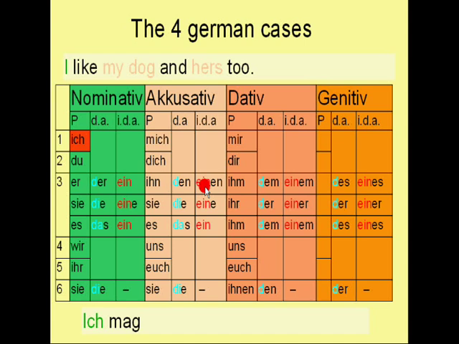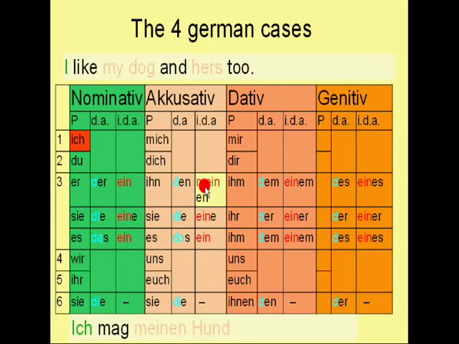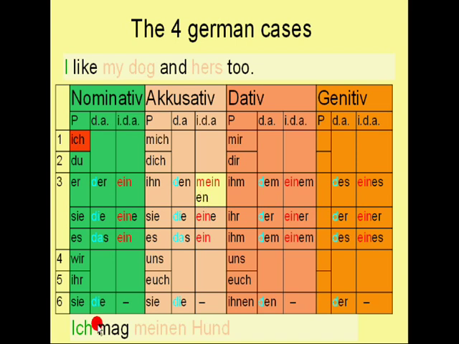The possessor is in the first person singular, and as you know from my other video, the word stem for the first person singular of the possessor is mein, and so we just replace it. The word is meinen, and the sentence starts with Ich mag meinen Hund. Now, what about the rest of the sentence?